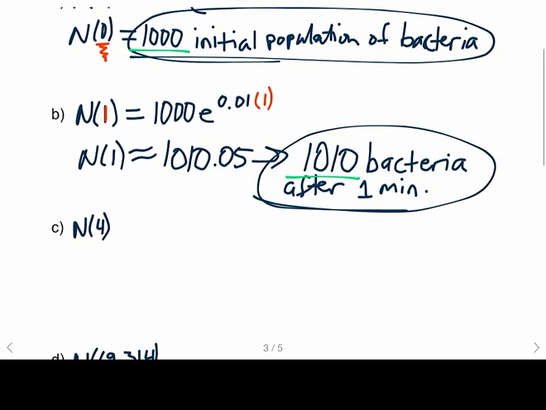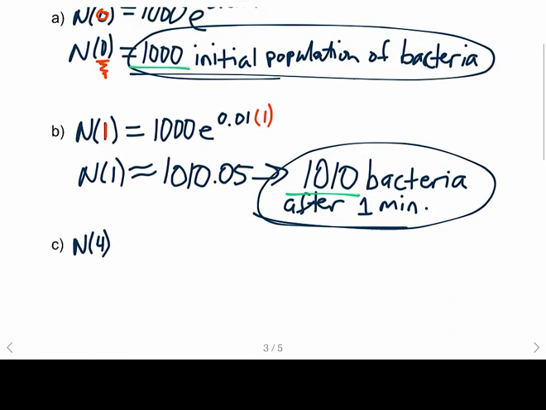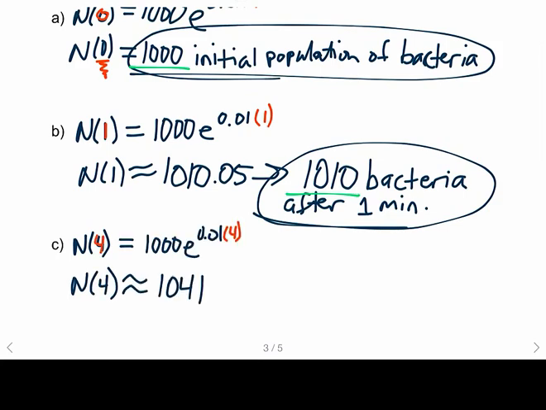I'd like for you to find N of 4. So go ahead and pause the video and figure that out. So substituting 4 in place of t and crunching the numbers in the calculator, I get that N is approximately 1,041. Again, we're rounding off because these are live critters. And interpreting, this is 1,041 bacteria after 4 minutes.